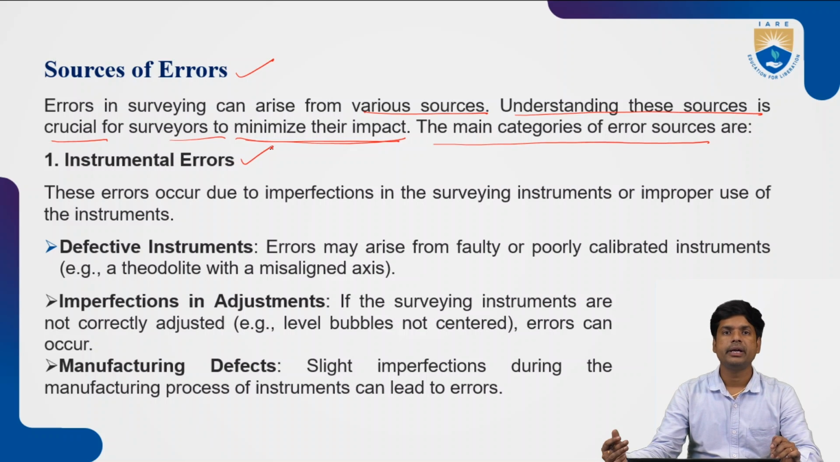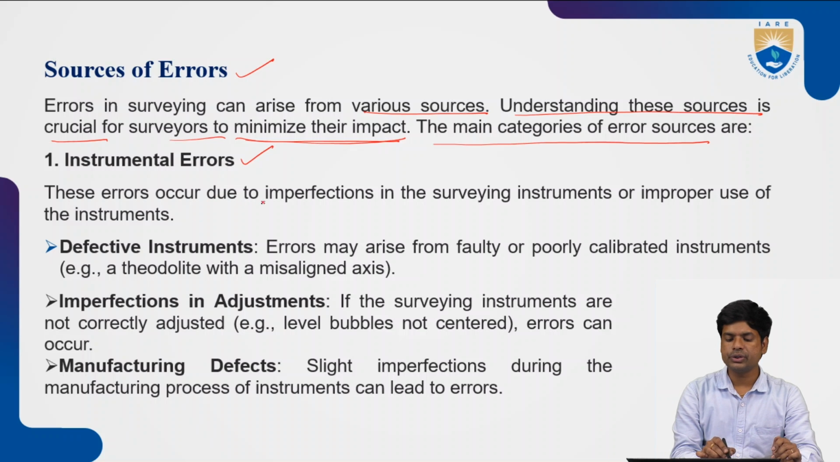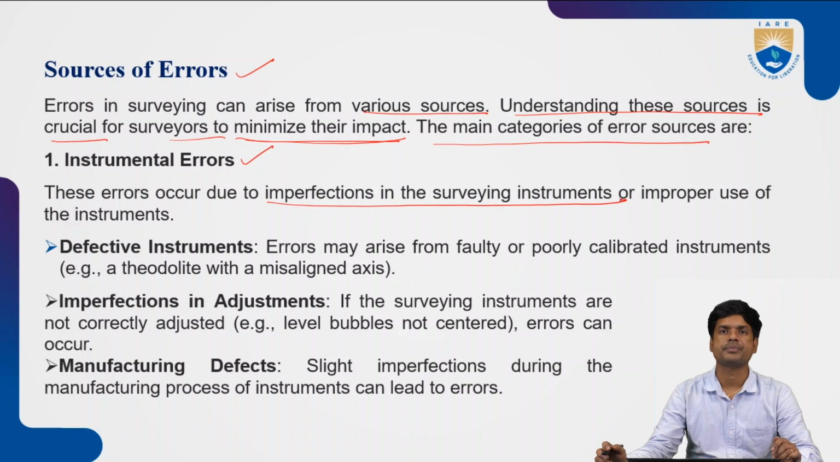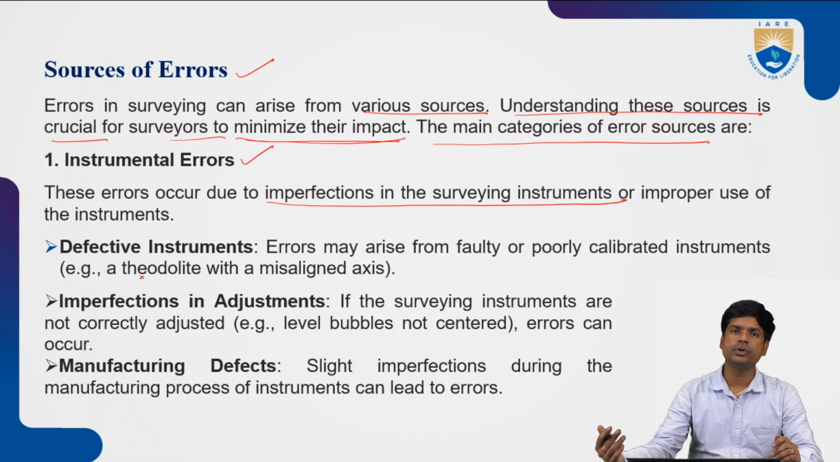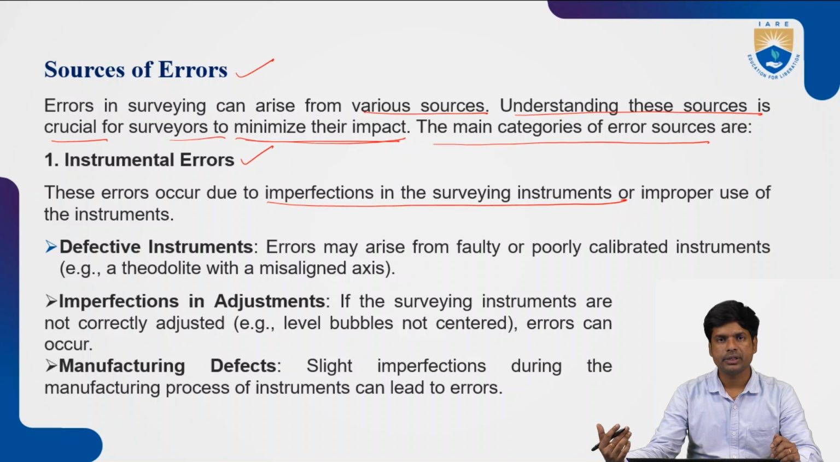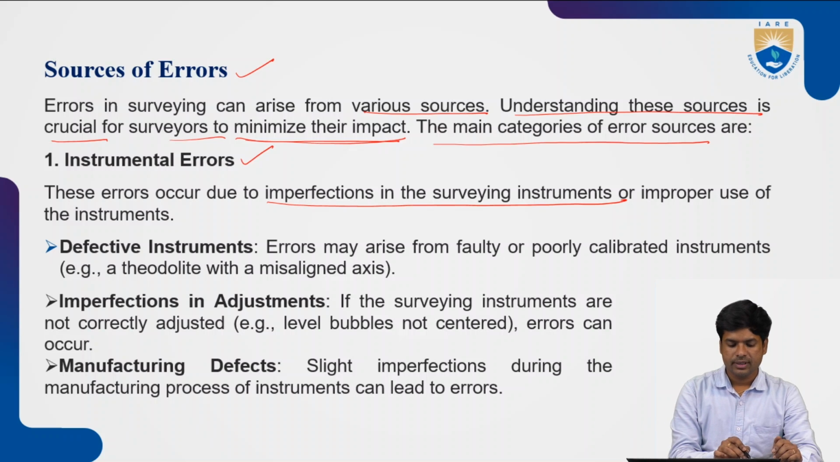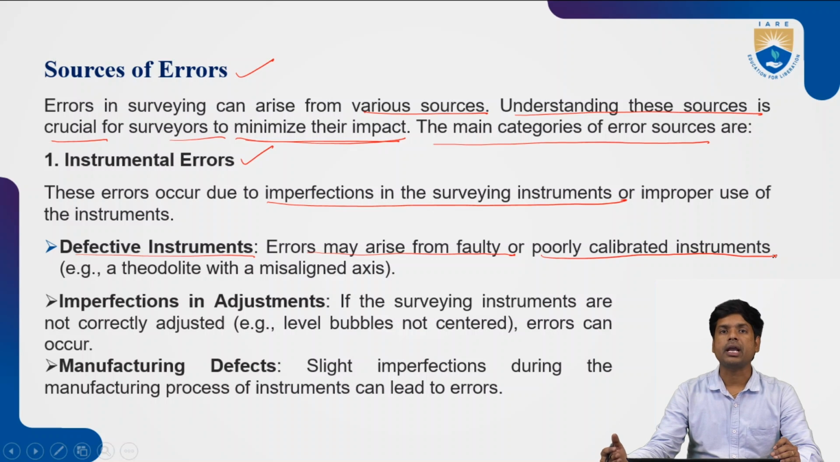Okay, the first source is instrumental errors, and these errors occur due to imperfections in the surveying instruments or improper use of the instruments. This type of error will be obtained from the instruments only. If you don't use the instrument properly, then you are going to get this type of error. The first one in instrumental errors is defective instruments. Errors may arise from faulty or poorly calibrated instruments. If the calibration is not done properly, then you will get errors while measuring the dimensions.